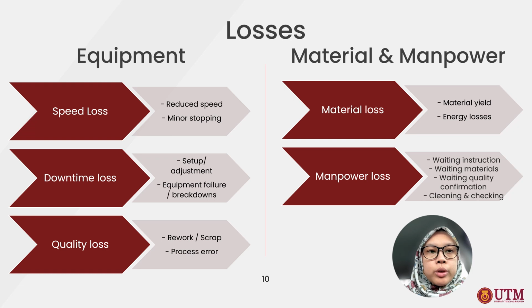So what are the OEE losses? There are two types, which are equipment, and material and manpower. For equipment, the speed losses are such as reduced speed and minor stopping. Downtime losses are such as setup adjustment, equipment failure or breakdowns. Quality losses are such as rework, scrap and process error. For material and manpower, material losses are such as material yield and energy losses. Manpower loss is more to human error, which is waiting for instructions, waiting for materials, waiting for quality confirmation, cleaning and checking.